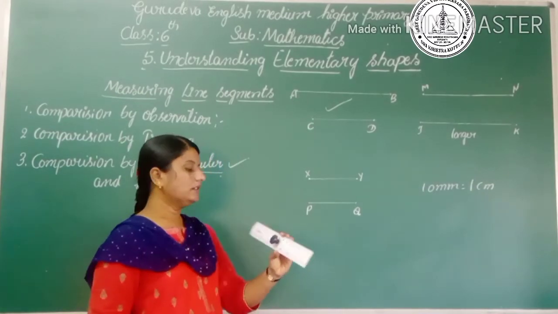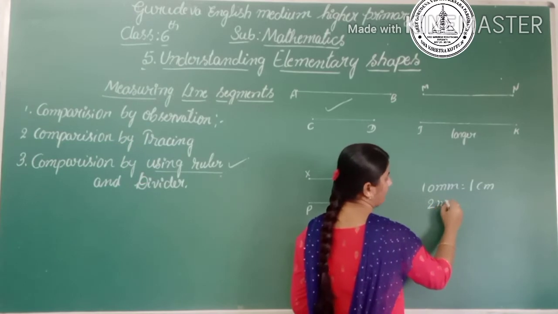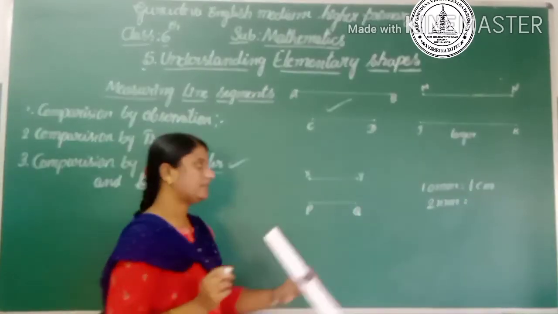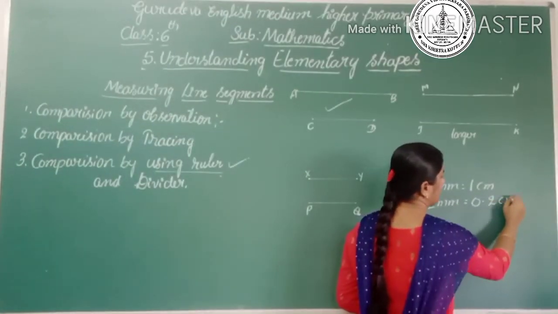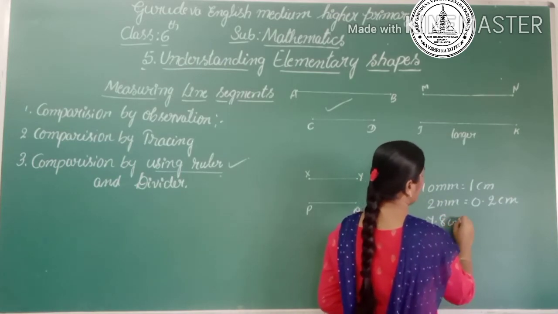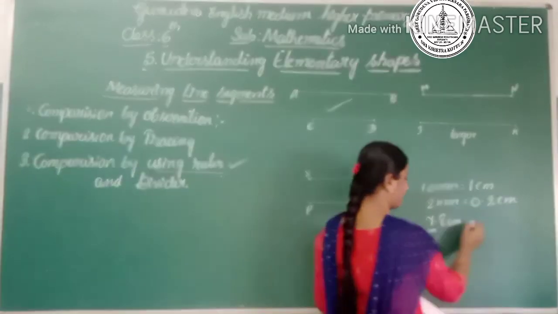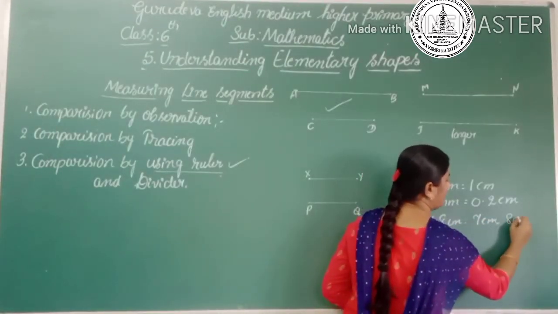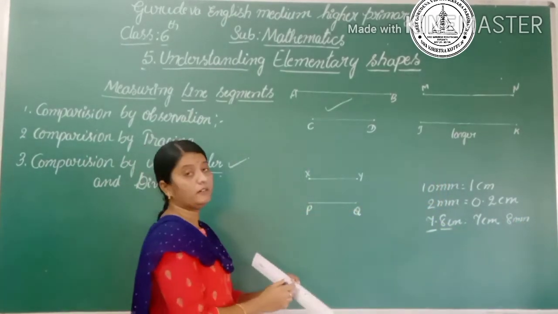Right? Yes. Then how can you say 2 millimeters? Yes, it is the decimal number 0.2 centimeter. Then what about 7.8 centimeters? 7.8 centimeters means it is 7 centimeters and 8 millimeters. Right? Yes. Now you can measure.